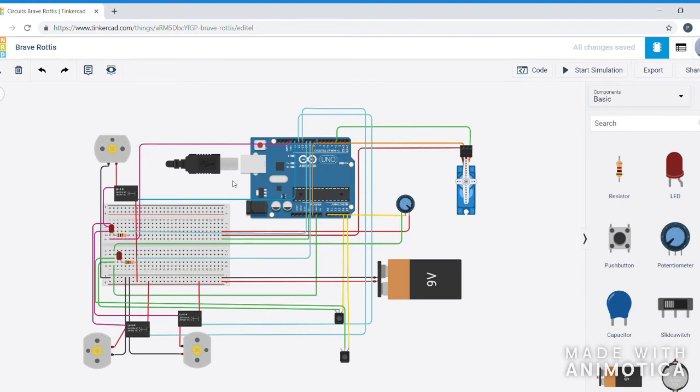Now about the control and direction. The direction of our ball launching machine will be controlled with the help of potentiometer and servo motor. Now start the simulation.